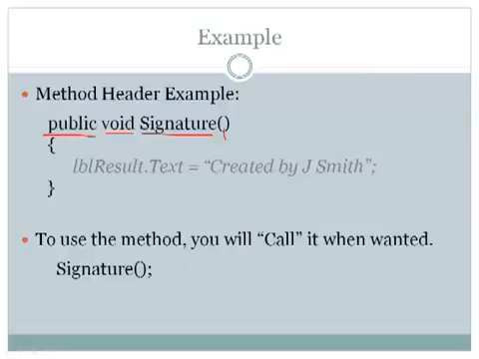To actually use the method whenever you want, you're simply going to put the method name, the parentheses with any parameters, and then of course your semicolon. That's going to actually pass it over to the method. The method will execute and then pass back to the next line.